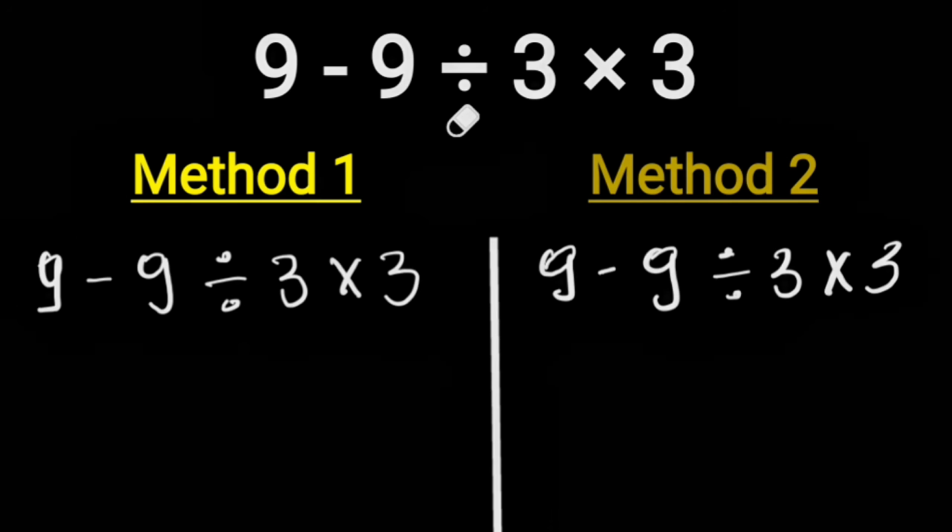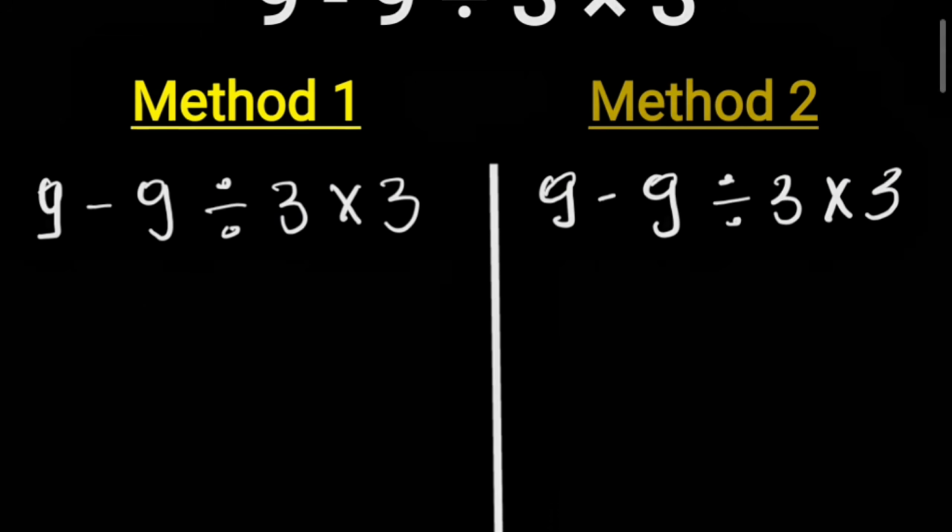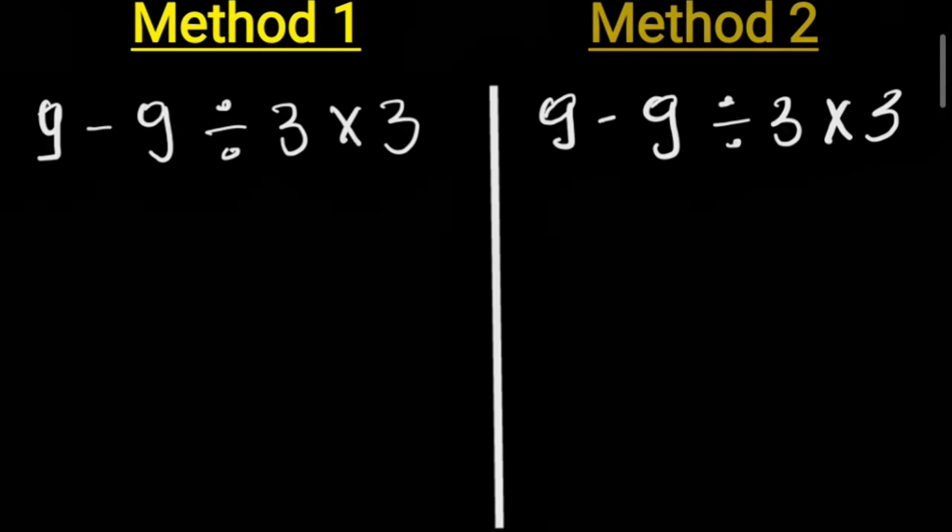9 minus 9 divided by 3 multiplied by 3 is absurdly short. There are no parentheses, no exponents. It is just a tiny string of numbers and signs. And yet, it manages to expose a deep crack in how most people understand the order of operations.